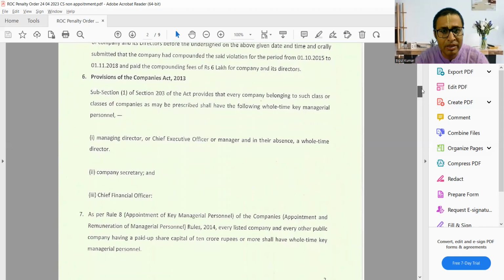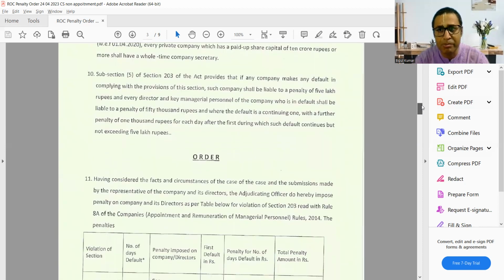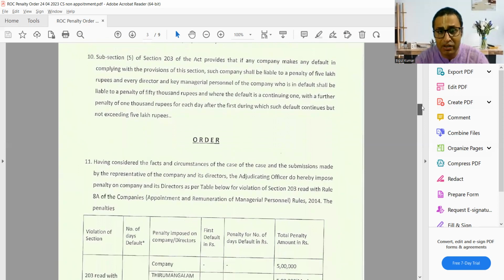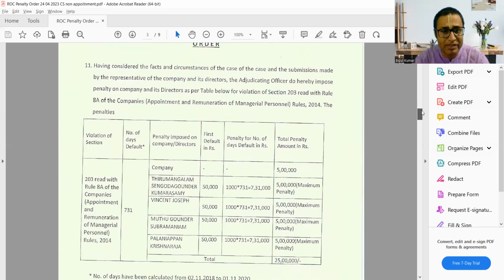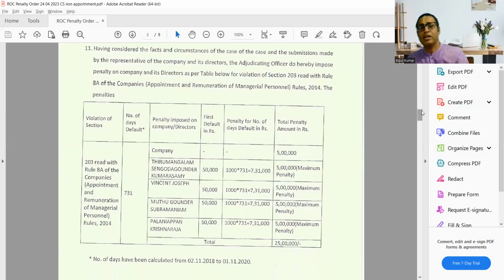In the first case, as per the provision of company law, the maximum penalty on the company is 5 lakh rupees. Having considered the factual circumstances, the ROC counted the total number of days of default, from 2nd November 2018 to 1st November 2020, which is 731 days. The maximum penalty imposed on the company is 5 lakh, and on the officers in default it is 50,000 for the first default plus the penalty for the continuing default of 731 days, which totals 7,31,000, but the maximum penalty imposed is 5 lakh on each director or officer in default. The total penalty imposed is 20 lakh on the 4 directors and 5 lakh on the company, that is 25 lakh in the first case.